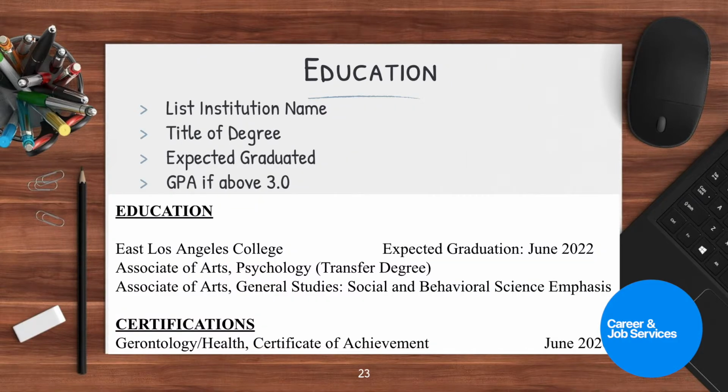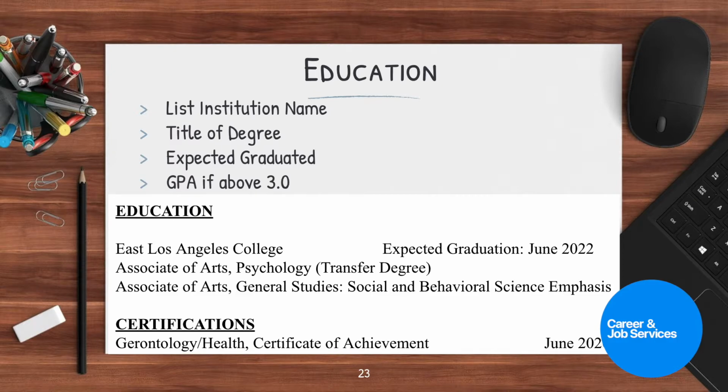The next header we have here is education. For this section, you only want to list the campuses in which you will receive a degree at. So for example, if you are attending multiple campuses such as ELAC, West LA, and Pierce College, but you will only be getting your degree from ELAC, then that's the institution that should be listed in the education section.